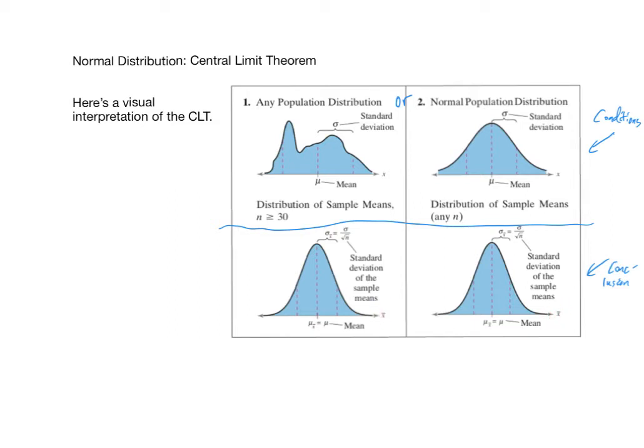So, condition 1, you can have any population distribution. It could be this chaotic looking thing here. As long as n is greater than or equal to 30, your sample size is 30 or more, then it doesn't matter. This is clearly not a bell curve. It doesn't matter what that distribution looks like. As long as n is greater than or equal to 30, then the x bars will distribute approximately normally. That's where the word approximately came from in the theorem.